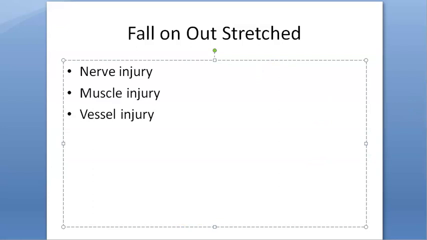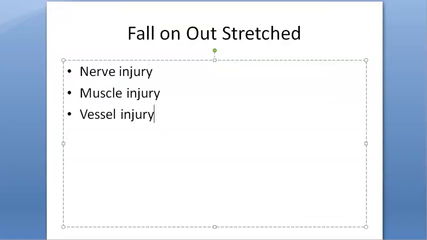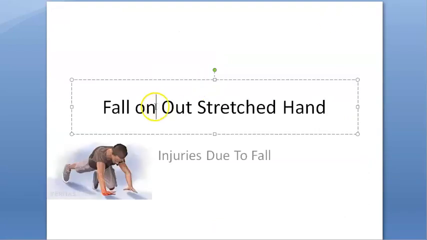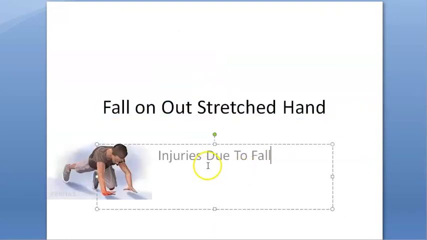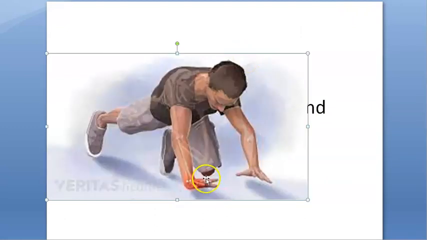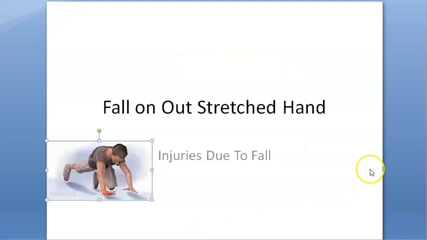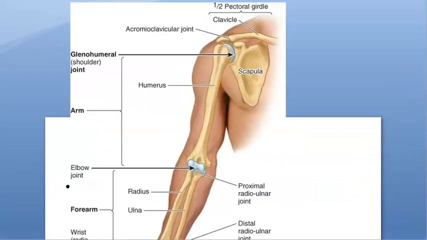Okay. So now let us take a recap of this topic. What are we looking at? We are looking at fall on outstretched hand. What all injuries will happen if you fall on an outstretched hand? Why do we fall on an outstretched hand? Because it is our defense. We are trying to protect our heart, lung, main vital organs. So we will put the hand out first. So that is why it is very common to see the fractures of the upper limb. So what all will get fractured?